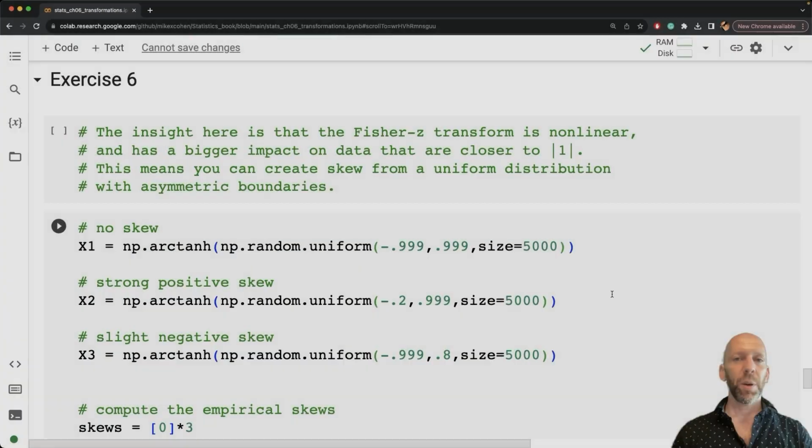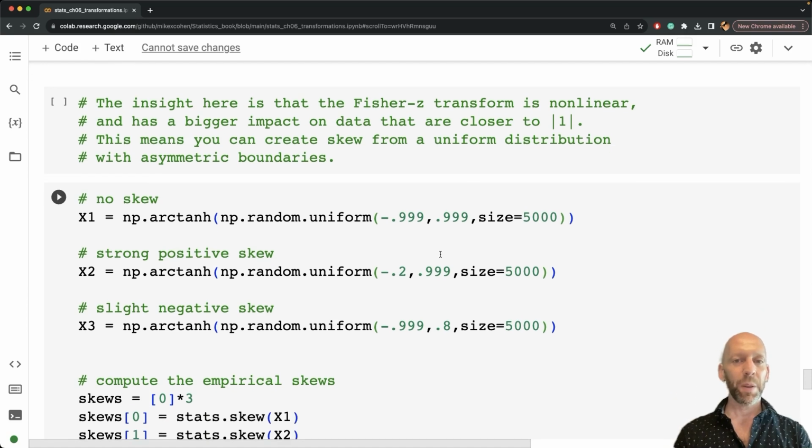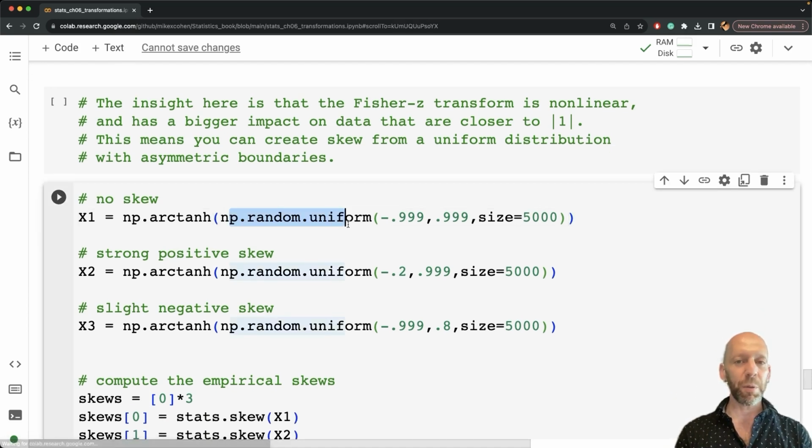negative skew. So this one is a little bit tricky, but once you get the most important key insight, then from there it's relatively straightforward. So the key insight is that the Fisher-Z transform has relatively little impact on numerical values that are close to 0, and it warps the data a lot more the closer the numbers are to 1. So therefore, you can induce skew by just changing the range of the numbers that you use to generate the data. So in particular, we start with uniformly distributed numbers between -1 and +1.